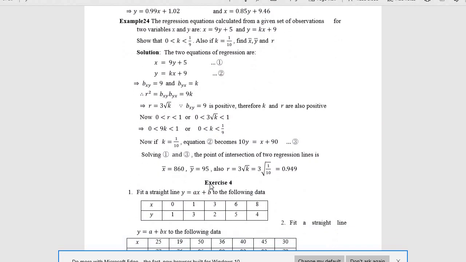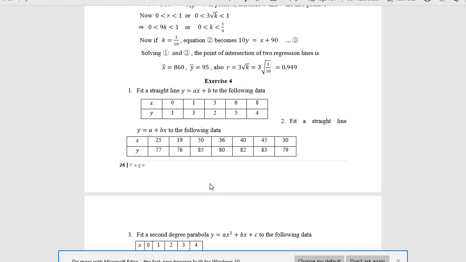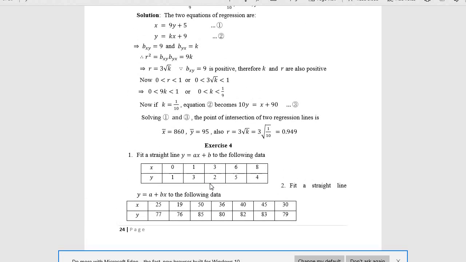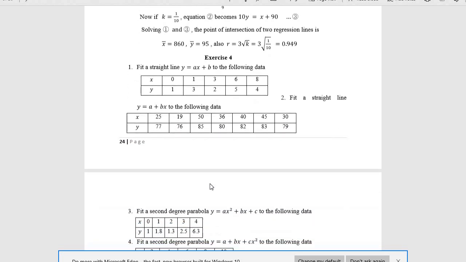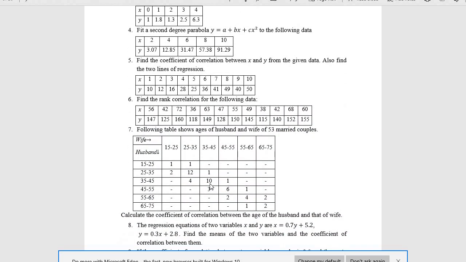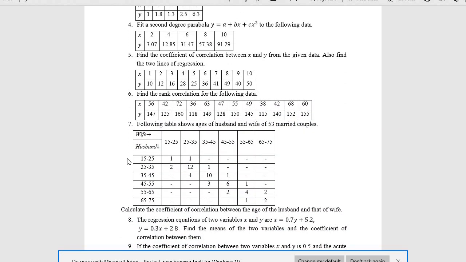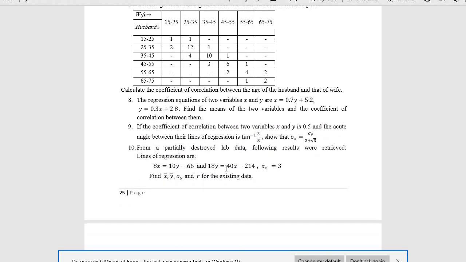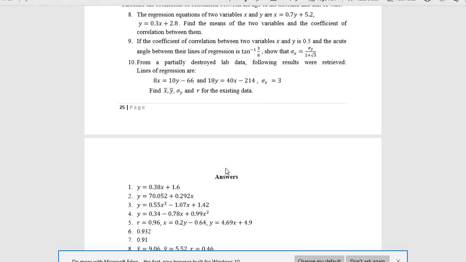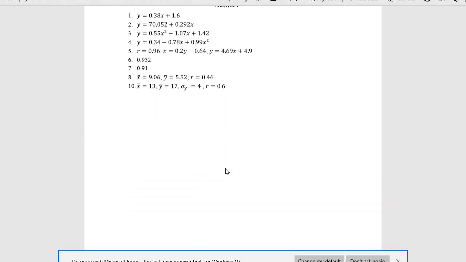Similarly, some of the examples are narrated, with x bar and calculated R values. Some of the exercise problems are also given, and bivariate correlation coefficient problems are also there, and answers are also given for your easy reference.